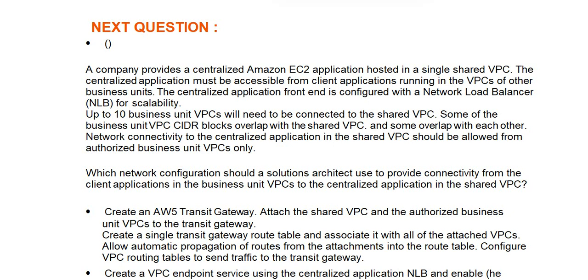Up to 10 business unit VPCs will need to be connected to the shared VPC. Some of the business unit VPC CIDR blocks overlap with the shared VPC, and some overlap with each other. Network connectivity to the centralized application in the shared VPC should be allowed from authorized business unit VPCs only. Which network configuration should a solutions architect use to provide connectivity from the client applications in the business unit VPCs to the centralized application in the shared VPC?